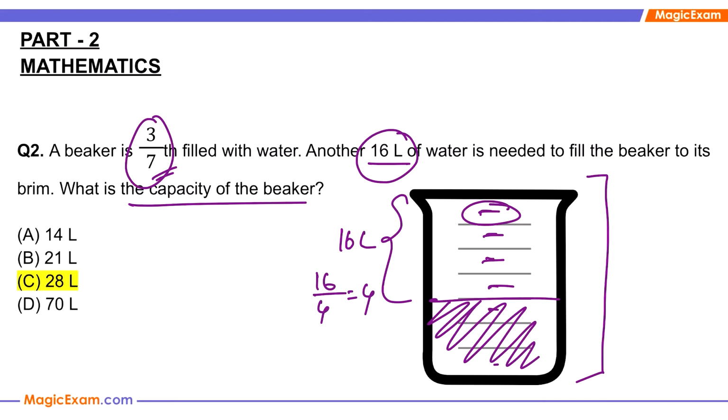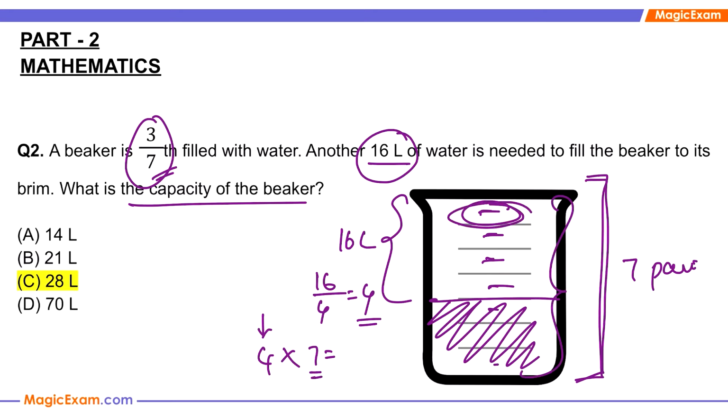Therefore, here we know that this beaker has been divided into 7 parts. Therefore, the volume of this complete beaker, or the capacity of this complete beaker, will be 4 into 7. 4 is the capacity of each part and 7 is the number of parts in this beaker. Therefore, 4 into 7 is 28, and 28 is the correct answer here.